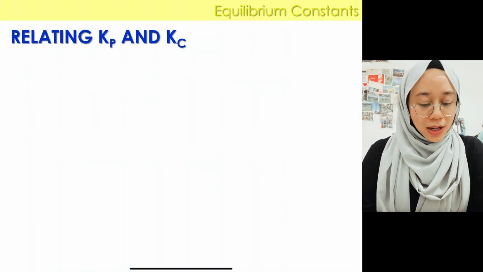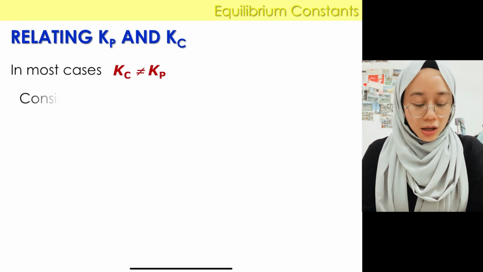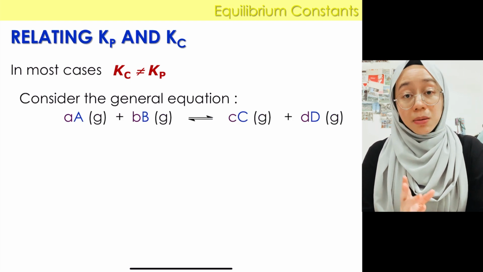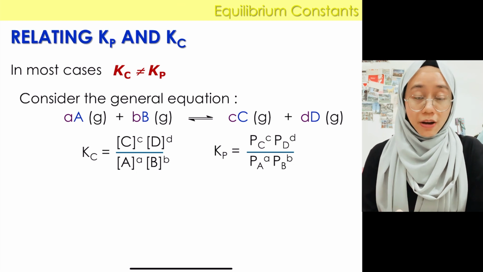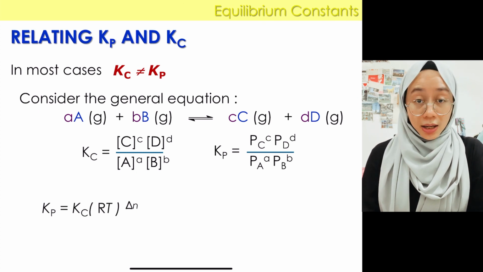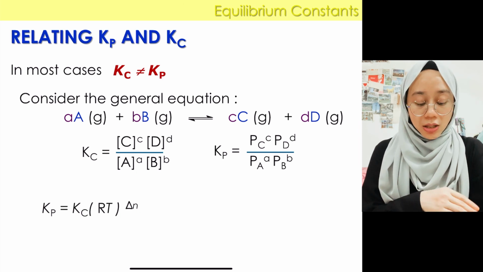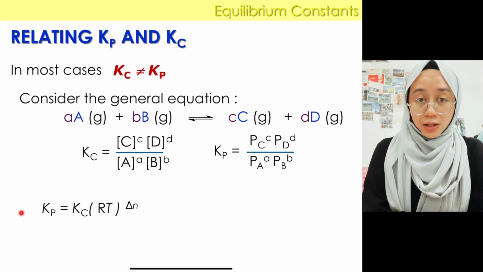Relating Kp and Kc, in most cases Kc is not equal to Kp. Consider the general equation, A and B producing C and D. We have this Kc here and we also have the Kp here. Kp equals Kc (RT) to the power of delta n. That is the relationship between Kp and Kc. If we have Kp, we can look for Kc, and if we have Kc, vice versa.